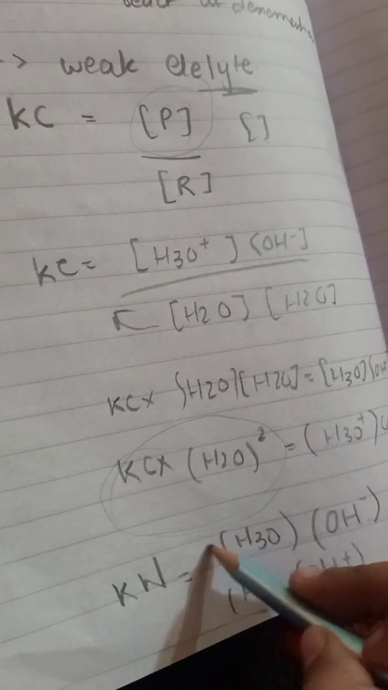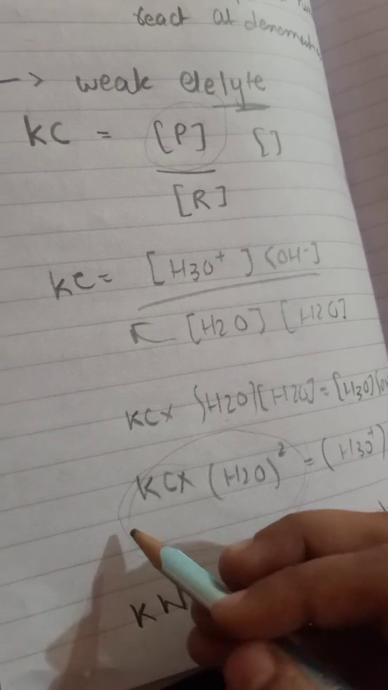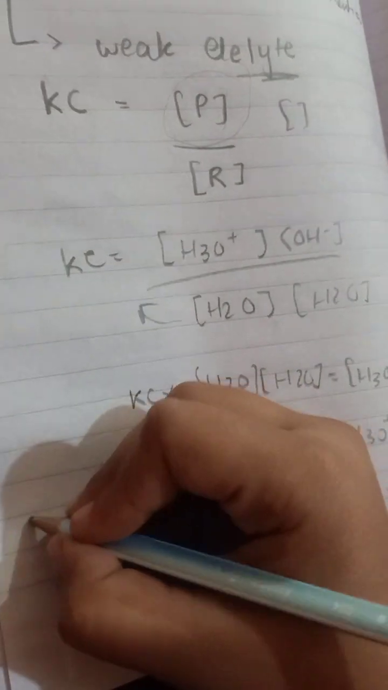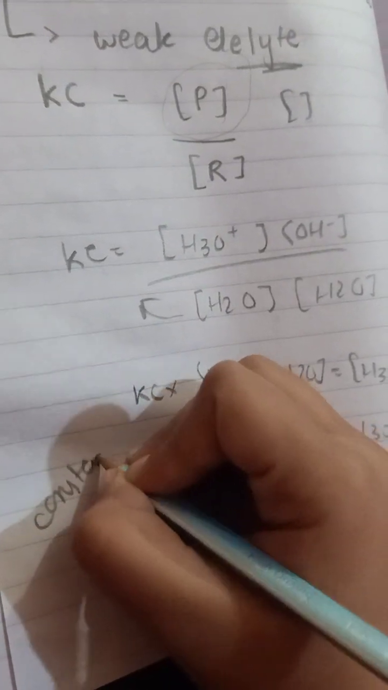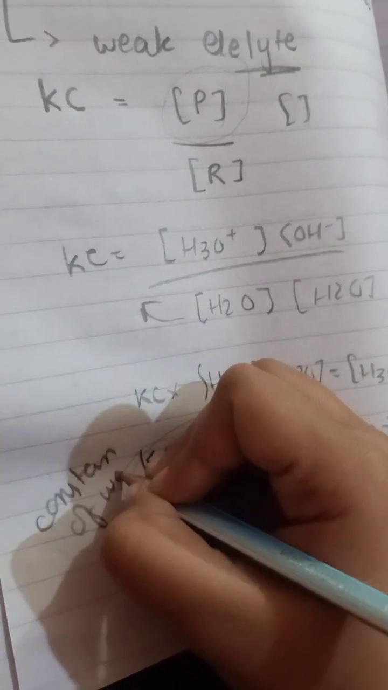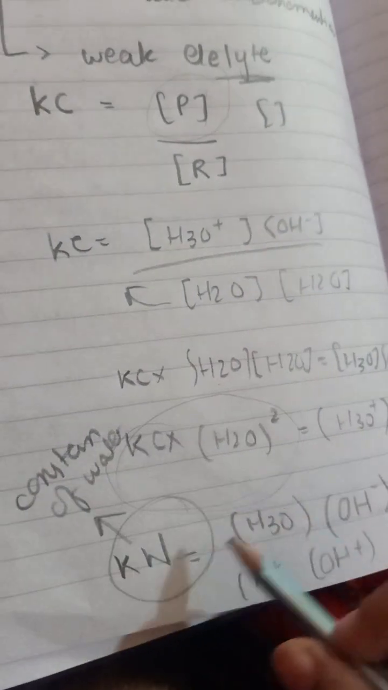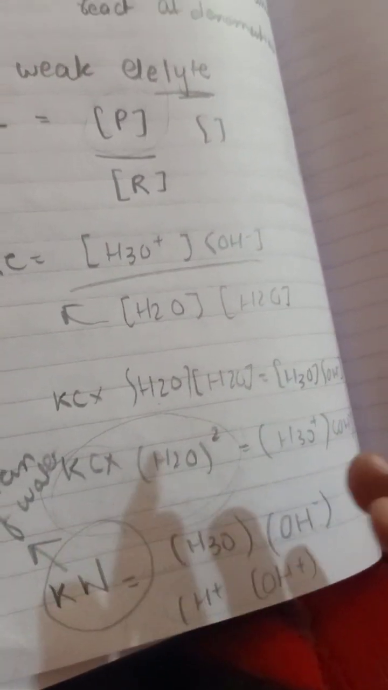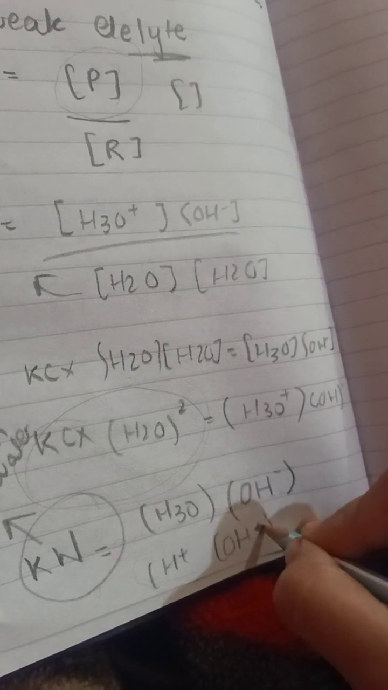We are writing the reactant as the constant of water, and the product we are having is this. We can also write it with hydrogen and the OH sign, not plus, that is minus, sorry.